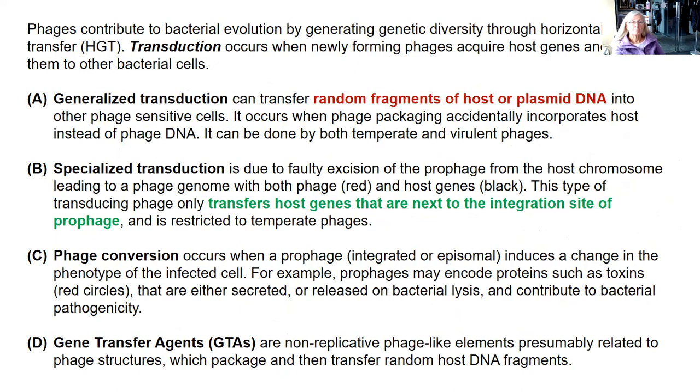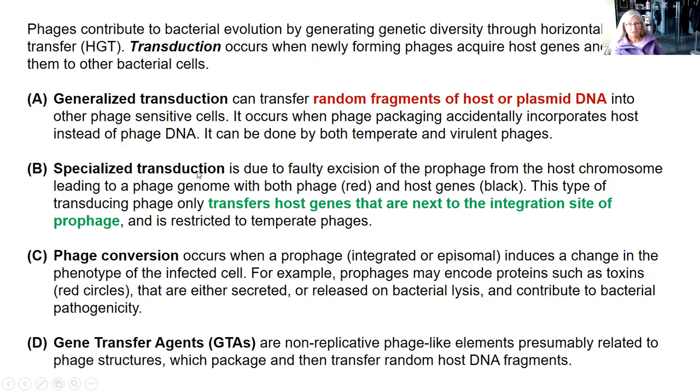So how do phages contribute to bacterial evolution? By transduction, by transferring genes among different bacterial cells. So these are the 4 ways. There are others, but we'll just stick to these.